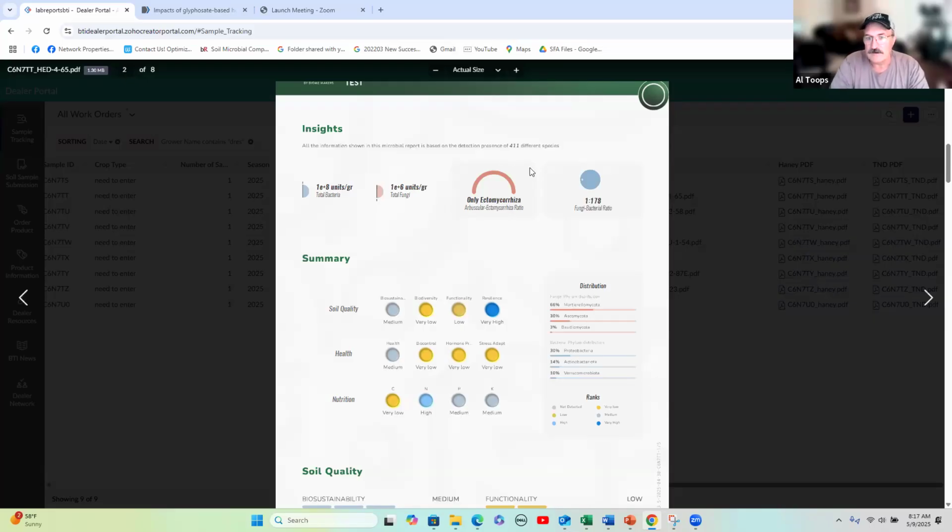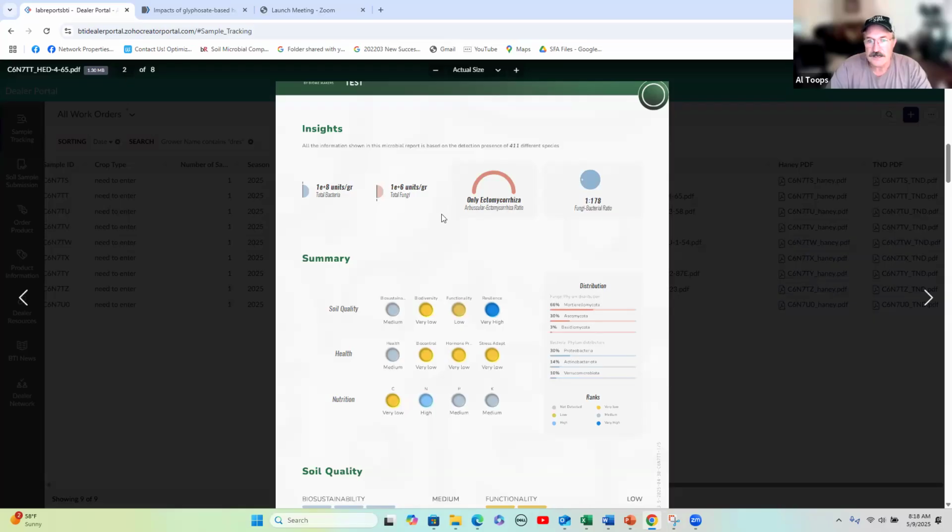Out of this 411, these are ones we recognize and understand what they do. So I like to see that number up to around 600 or 700, meaning that the soil's working. It's not completely non-functional, but we got 411 species, and the rest of the report is based on that 411. What are those 411 species that we understand? What are they doing? That's what this report's about.